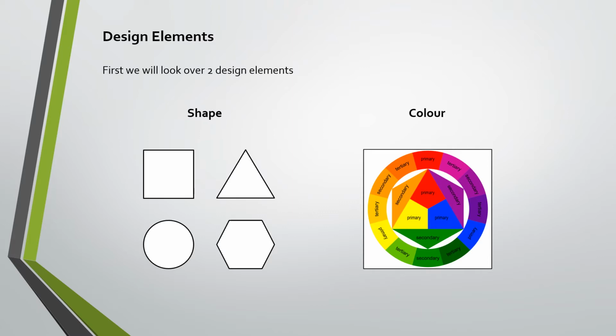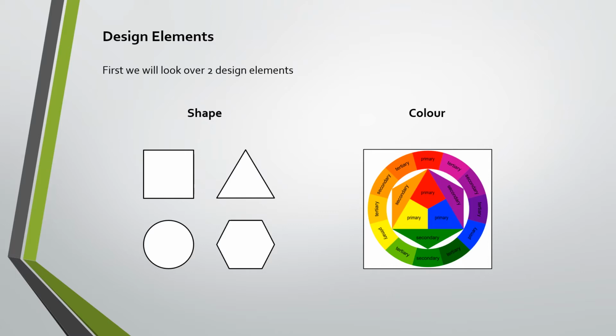If we have a look at the shapes first, nothing too special about them. Nice, easy, simple 2D shapes. We have a square, triangle, circle, and a hexagon. Now these can be used throughout our designs. They can be used as the shapes for images. They could be used to hold pieces of text in them. Maybe they could be used as bullet points. Shapes have many different uses in design.